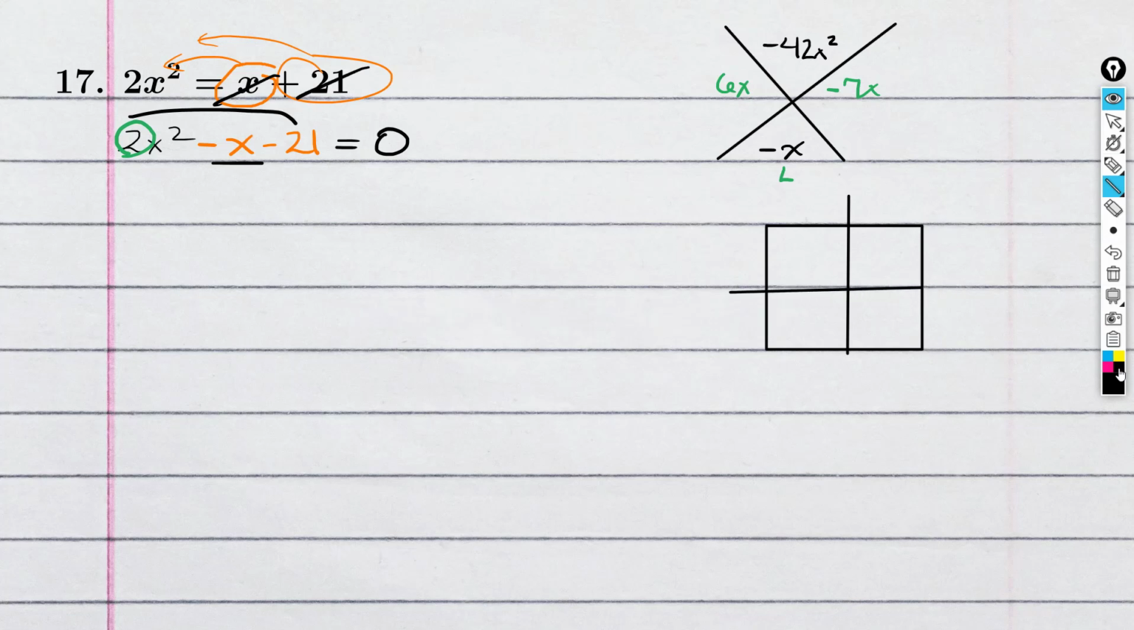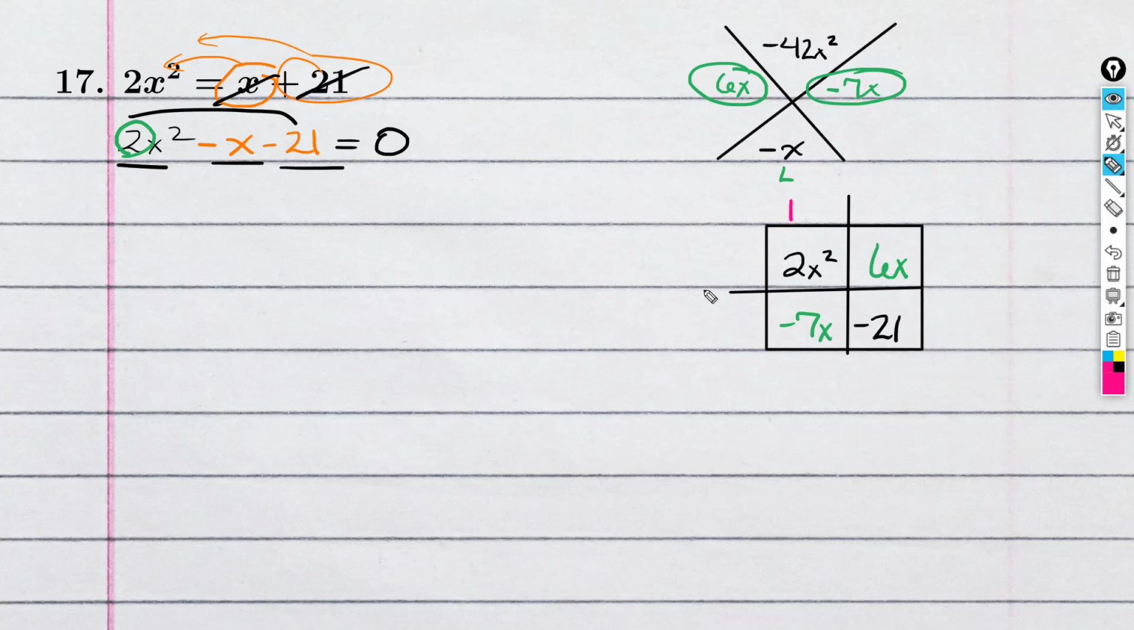And the numbers from the problem get written in first. So this 2x squared and the negative 21 get written into your box. Then we take the numbers from up here and they get written in that diagonal. So 6x and negative 7x. Now we look at our first column and look for that GCF. So what number divides into 7 and 2?